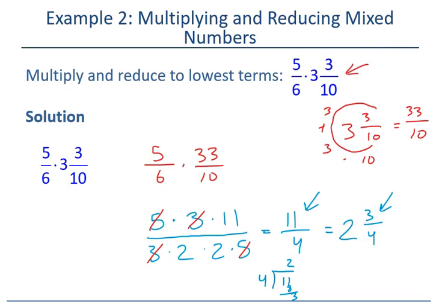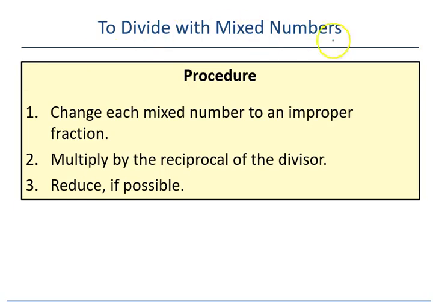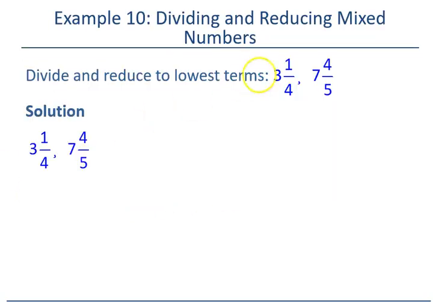Okay, let's continue on with how to divide mixed numbers. Same process. To divide mixed numbers, we're going to change them to improper fractions, multiply by the reciprocal of the divisor, and then reduce if possible. So let's do one. We've got divide and reduce to lowest terms, 3 1/4 and 7 4/5.